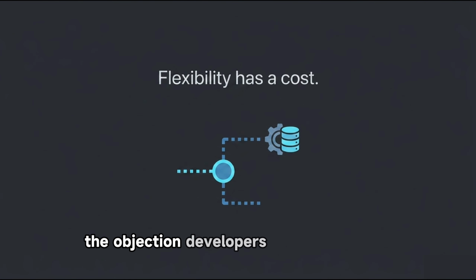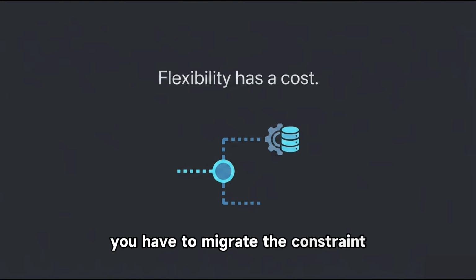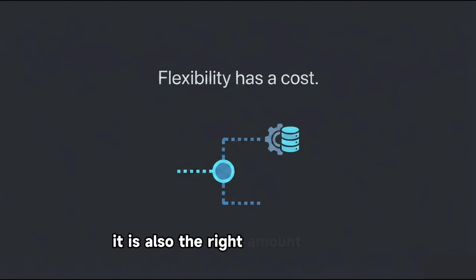The objection developers raise most often is flexibility. Value constraints make it harder to change business rules. If the allowed discount range changes, you have to migrate the constraint. If a new status value is added, you have to alter the table. This feels like extra work. It is extra work. It is also the right amount of work.